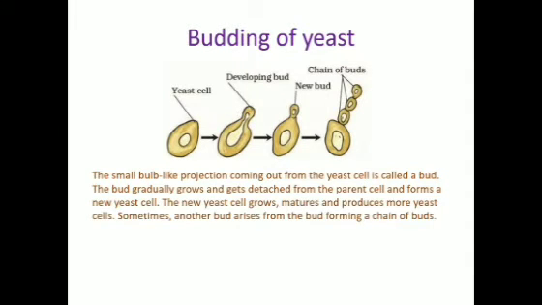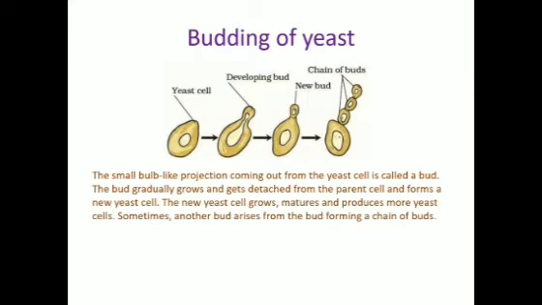Budding of yeast. The small bulb-like projection that comes out from the yeast cell is called a bud. The new bud gradually grows and gets detached from the parent cell and forms a new yeast cell. The new yeast cell grows, matures and produces more yeast cells. Sometimes another bud arises from the bud, forming a chain of buds.